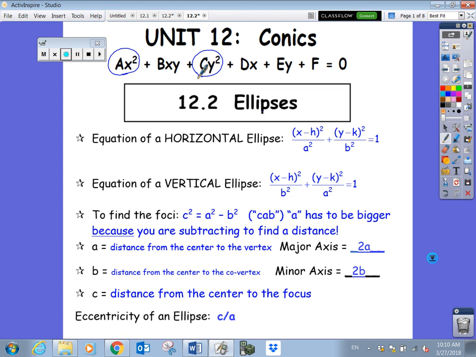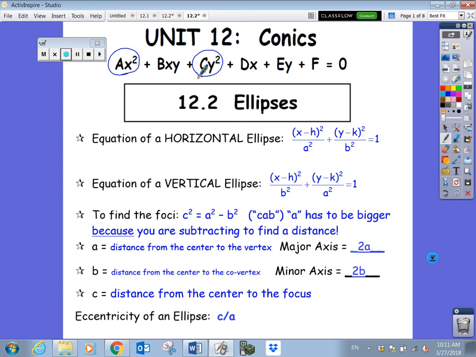Now, this is for ellipses only. When we do hyperbolas, there's going to be a different set of characteristics. Okay? So for ellipses, the a squared is always the bigger number. So if the bigger number is first, it's going to be a horizontal ellipse. If the bigger number is second, it's going to be a vertical ellipse. And that's how you can determine what a and b are and then square them to find different parts of the ellipse. Then there's the equation to find the foci.